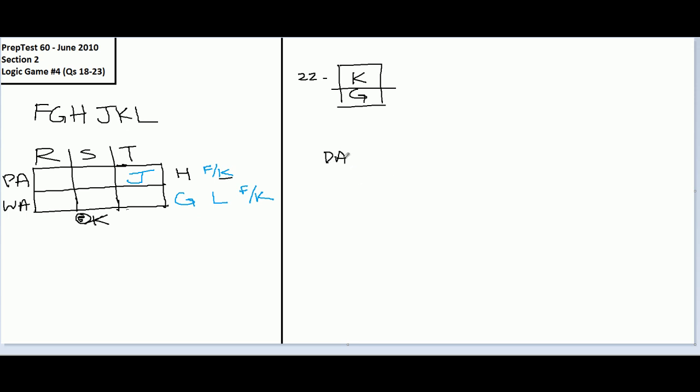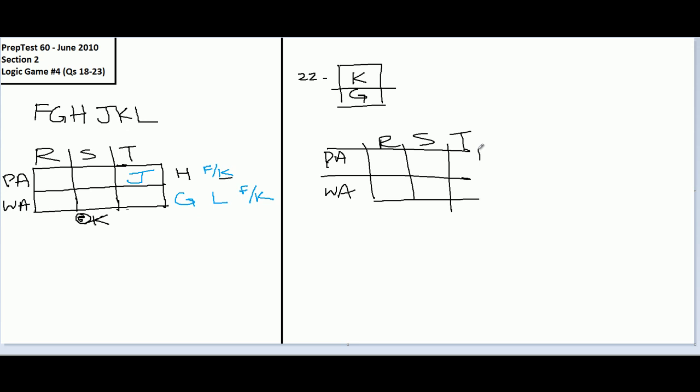So let's reproduce our diagram. We know J goes here. Now we have that K and G are an inseparable team, which means what's left? H is left up here. L and F are left down here. Again, this fifth rule, that K cannot go to Spain, is the key rule to this question.